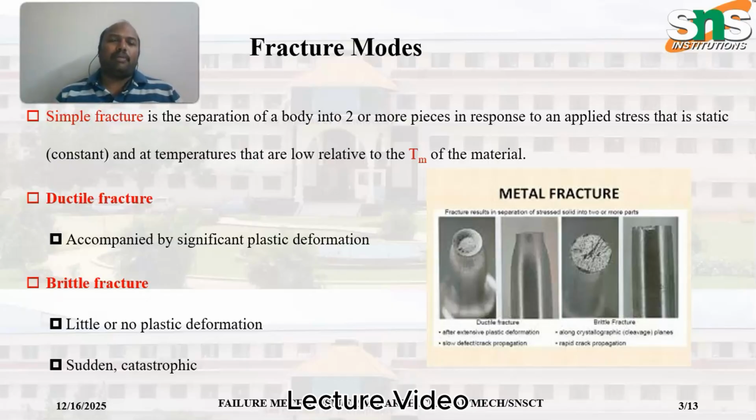Ductile fracture happens only with significant plastic deformation, which means it will show that it is going to break, right? It will show some plastic deformation before getting fractured. So ductile fracture shows indications before the material fails, so that we can easily identify the particular material and change it before the failure occurs.